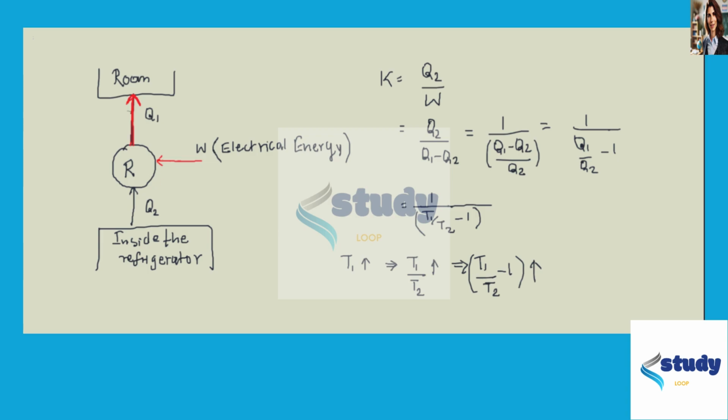Now, with this increase, of course, the coefficient of performance K decreases. If K decreases, that means W increases, right? So the work to be done on the refrigerator is increased. So the higher the temperature of the room, the warmer the room, the more energy it consumes.